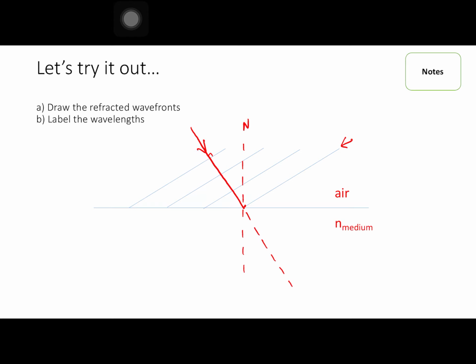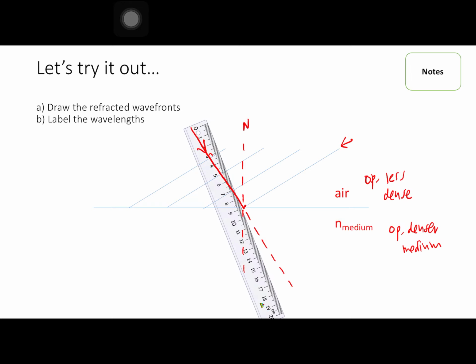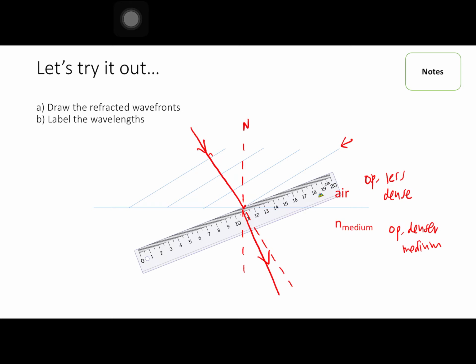Then I know that when light travels from air to an optically denser medium, it's going to bend towards the normal. So I use my ruler, it will bend towards the normal. So what do we do after that? I draw my new wavefront. My wavefront must be 90 degrees to the ray. So notice that this is 90 degrees. So this is my new wavefront.